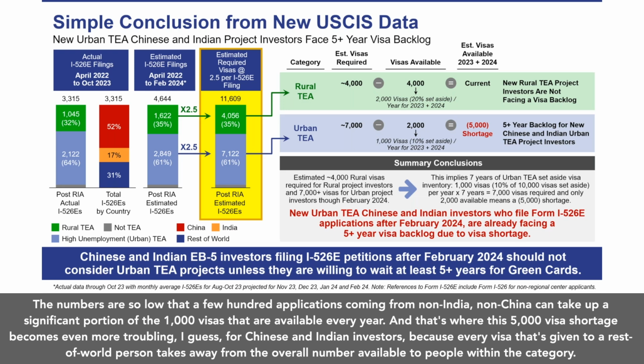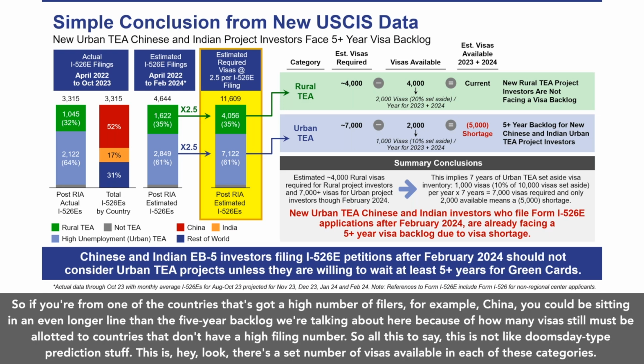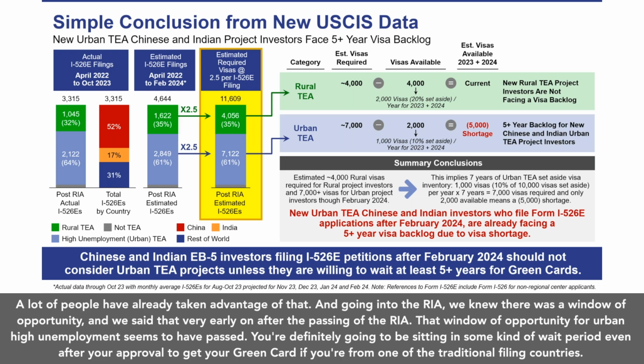And that's where this 5,000 visa shortage becomes even more troubling for Chinese and Indian investors, because every visa that's given to a rest of world person takes away from the overall number available to people within the category, right? So if you're from one of the countries that's got a high number of filers, for example, China, you could be sitting in an even longer line than the 5-year backlog we're talking about here, because of how many visas still must be allotted to countries that don't have a high filing number. So all this to say, this is not doomsday type prediction stuff. This is, hey, look, there's a lot of people, there's a set number of visas available in each of these categories. A lot of people have already taken advantage of that.